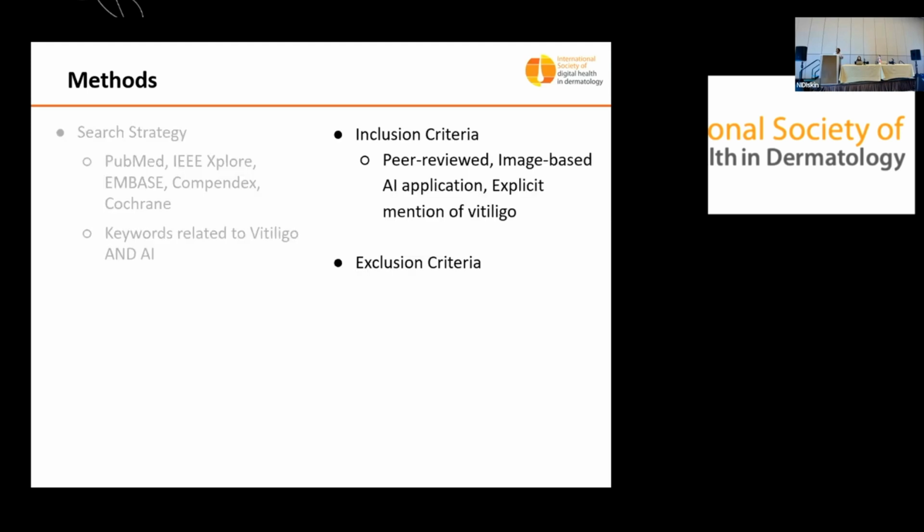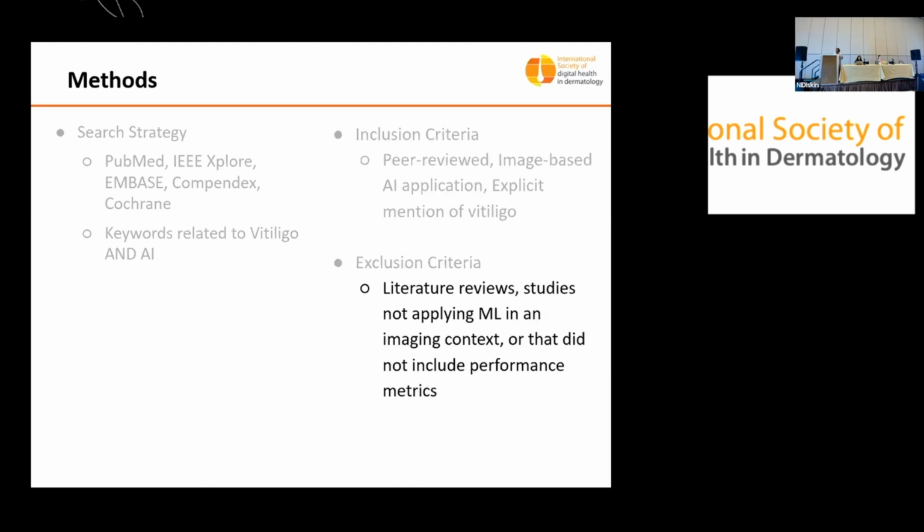For our inclusion criteria, we only included peer-reviewed papers that were focused on image-based AI, so nothing looking at genes and things like that. But if they also included clinical-based data as well as images, they were included. And they must have explicitly mentioned vitiligo. A lot of studies, when they're looking at how well machine learning can detect dermatologic diseases, may include vitiligo in their image set, but they might not explicitly state that, and those were not included. And then for our exclusion criteria, anything like literature reviews, things that weren't AI-based, even if they were computational-based or algorithmic-based, were excluded.